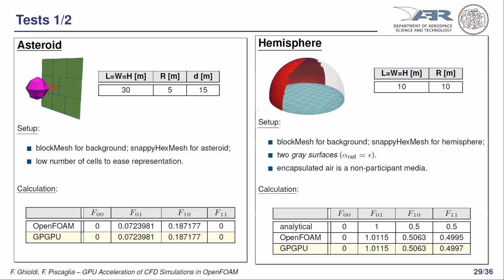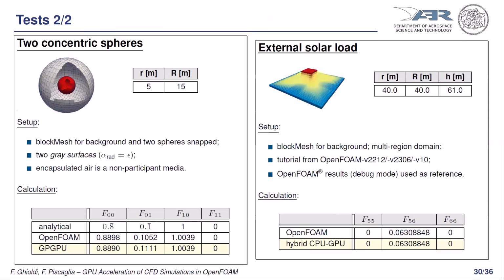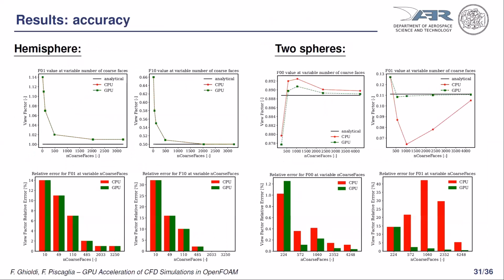We tested some cases. We started from very simple cases because, of course, they had analytical solutions. We are progressively moving towards more complex cases like the car that you have seen in a previous slide. I just wanted to show you that in terms of accuracy, in green you have the GPU accuracy, which is very high. It's in line with the results of OpenFOAM.